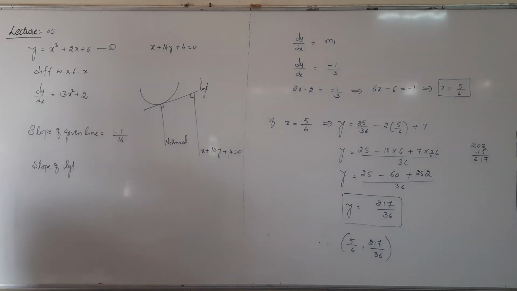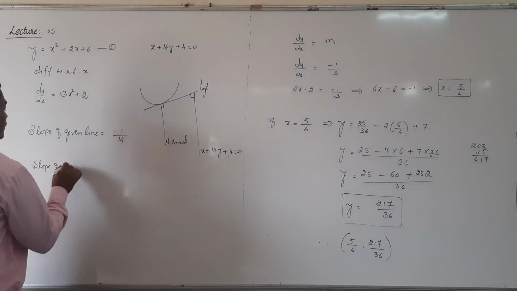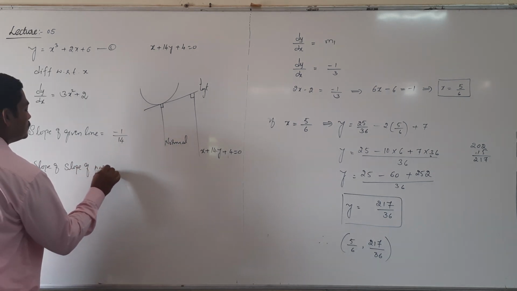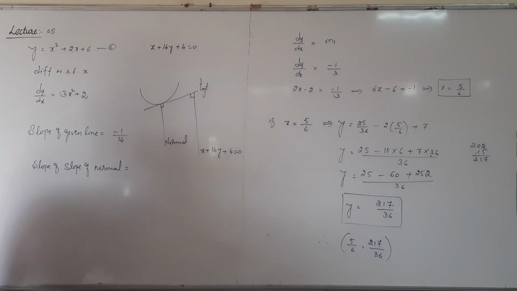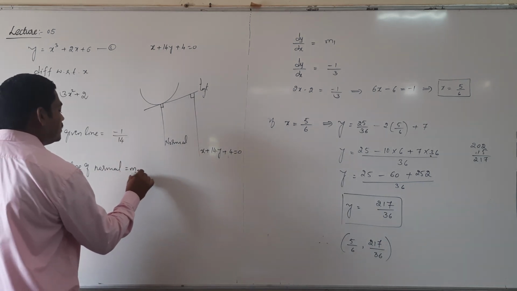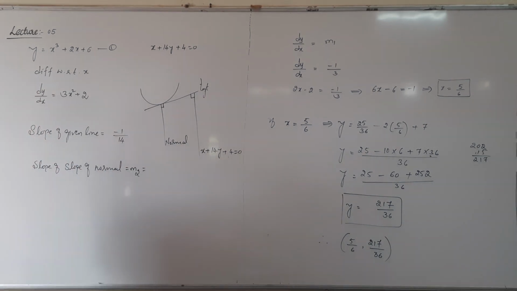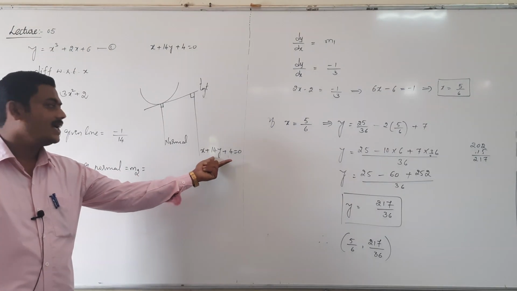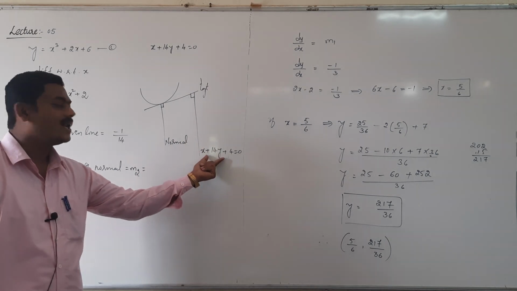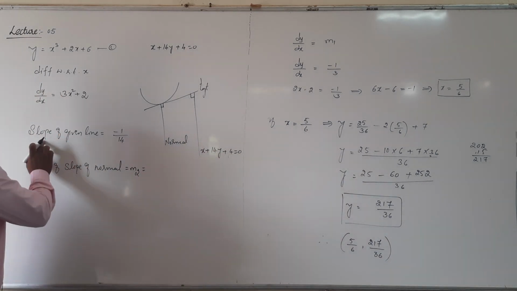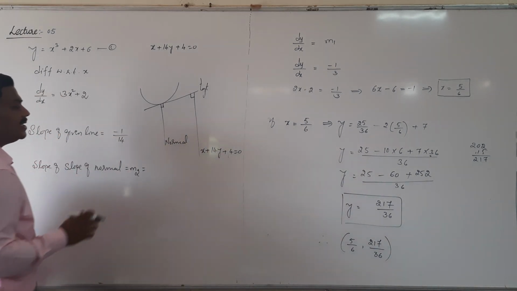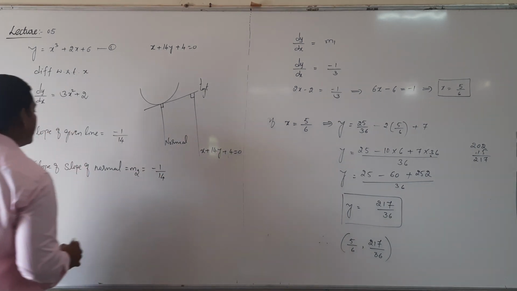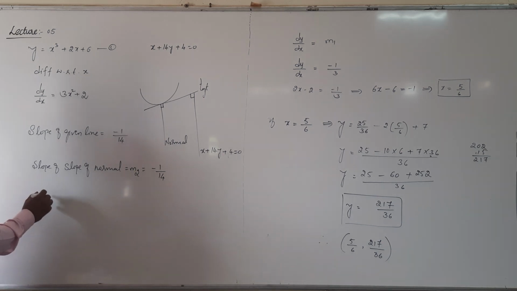You can write the slope of the normal. The slope of the normal line m2 is equal to, in this case what is the m2 value? The slope of the normal line is the same as the slope of the given line. Why? Because the normal line is parallel to the given line. So the slope of the given line is the same as the slope of the normal line. So it will be minus 1 divided by 14. Then what is the slope of the tangent line?